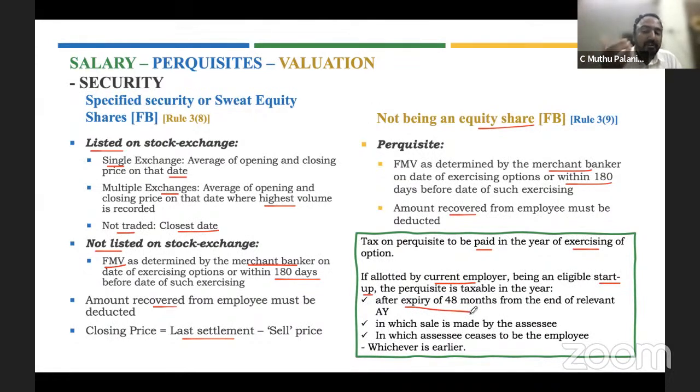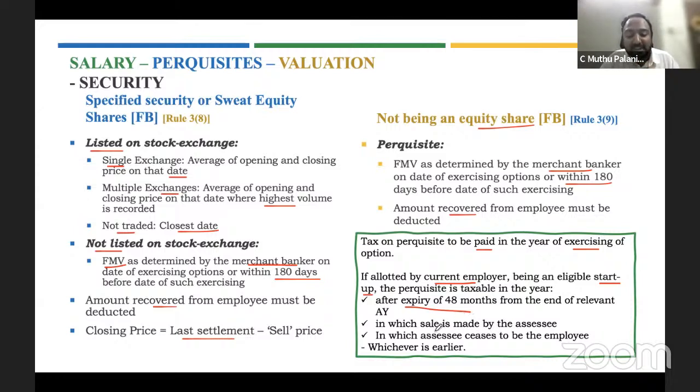That is 4 years from the end of the relevant assessment year. So if it is financial year 22-23, 23-24, 24-25, 25-26, 26-27, so 48 months from the end of it, it will be taxable only in 26-27, the relevant assessment year. So the assessment year will become 27-28. So that is the first thing.